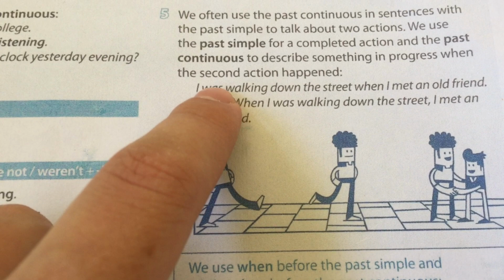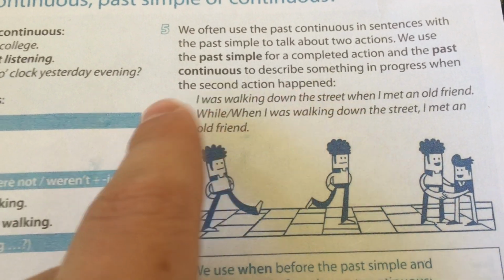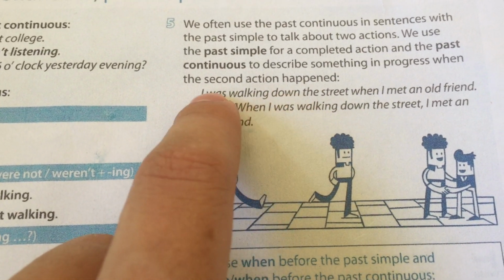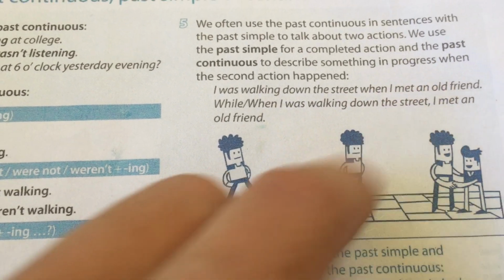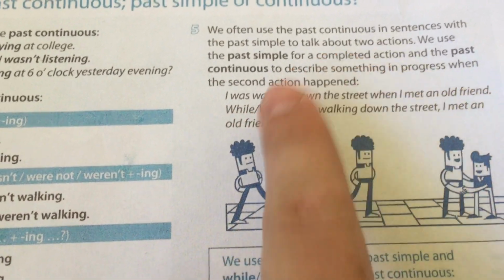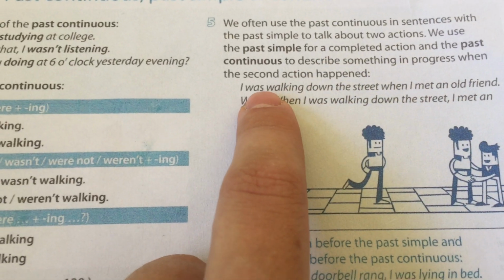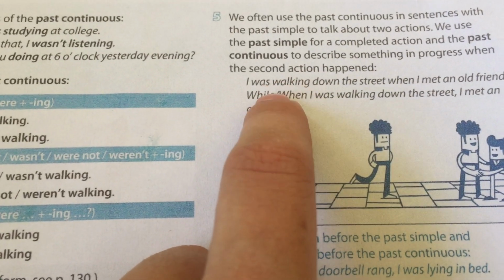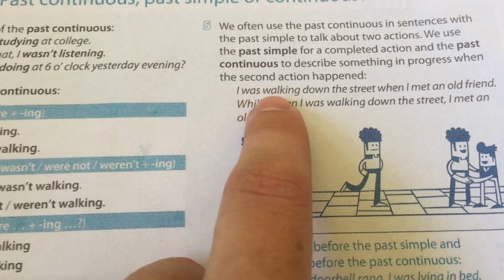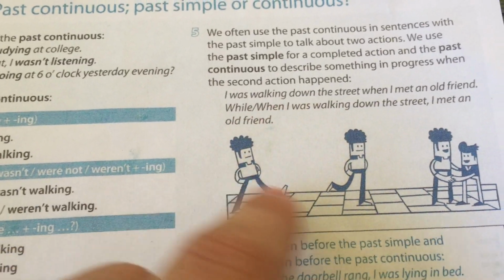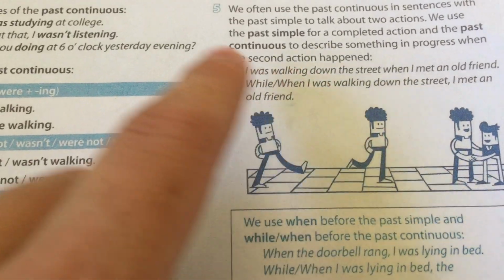So the sentence here has two parts. This part, I was walking, and I met. Which one of these is the past continuous? Tell me. Right, so I was walking. We use the past continuous for an action which was in progress in the past.